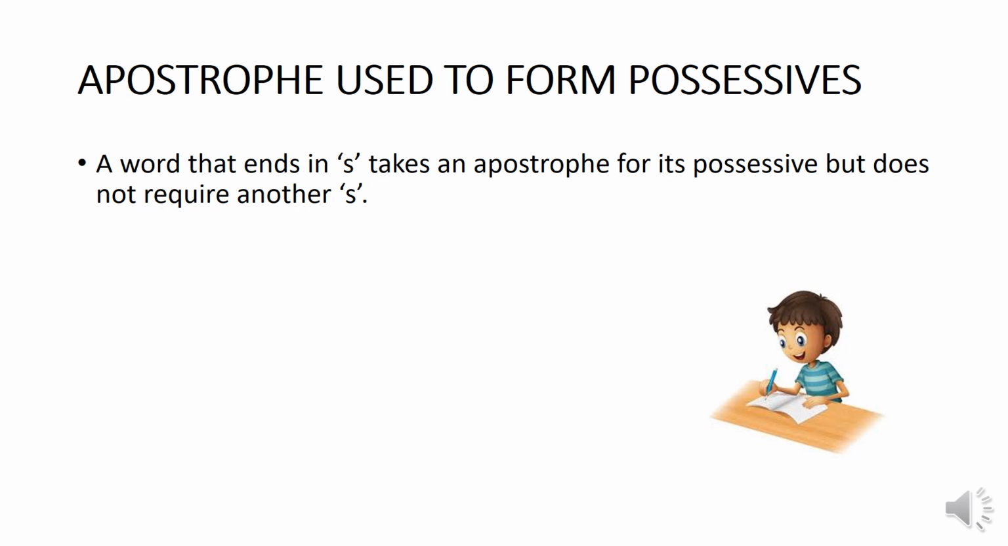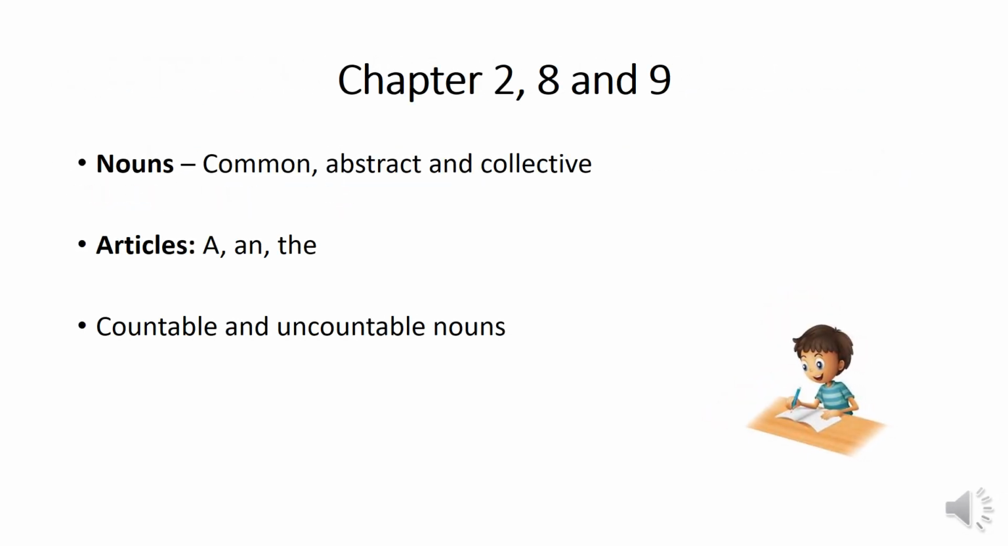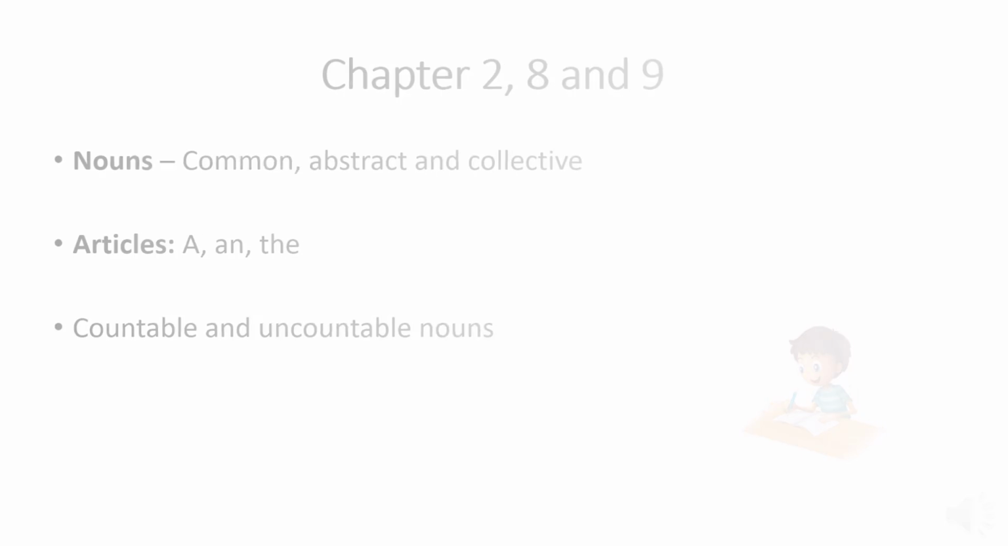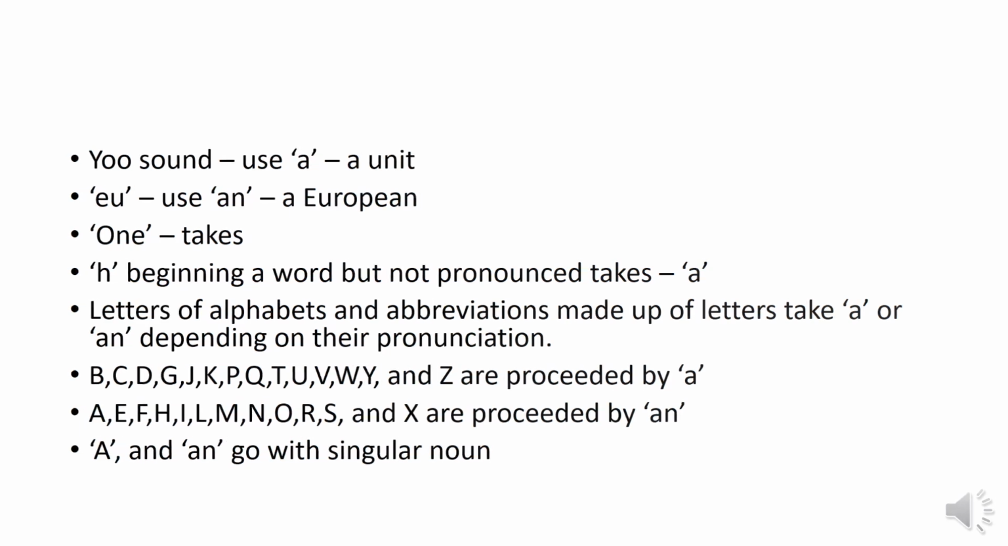All right, so let's go to the next slide. There's a book called Brighter Grammar. You can look up chapter 2, chapters 8 and 9 to learn more about nouns, articles, countable and uncountable nouns for better understanding. These are some of the things you should also learn to better understand the English language that will lead us in this process.